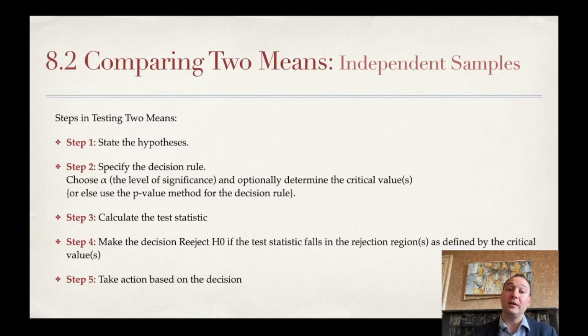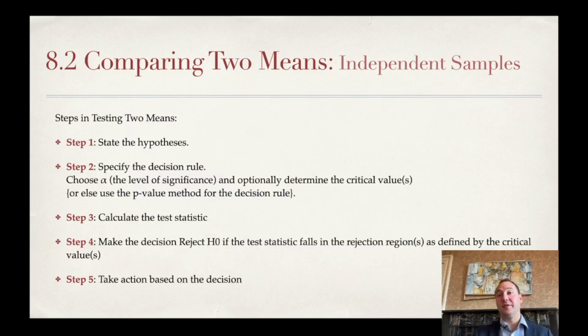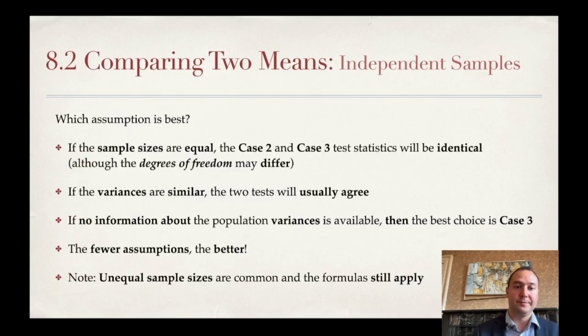Step 3, calculate the test statistic or test statistics. Step 4, make the decision to reject the null hypothesis if the test statistic falls in the rejection region or regions in a two-tailed test as defined by the critical values. Then take action based on the decision. Very similar, almost the same steps, but the actual testing procedures are a little bit different when we have two samples. So which assumption is best?